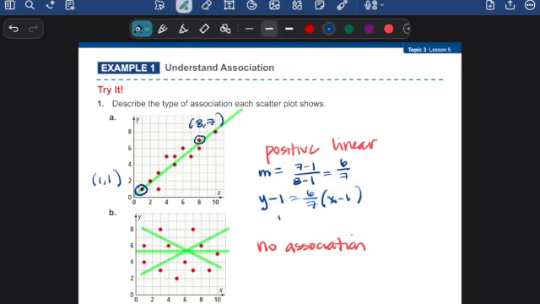Do our calculations. Plus 1. And so we have our equation: y equals 6/7 x plus 1/7. That is our equation in slope-intercept form that represents that best fit line.